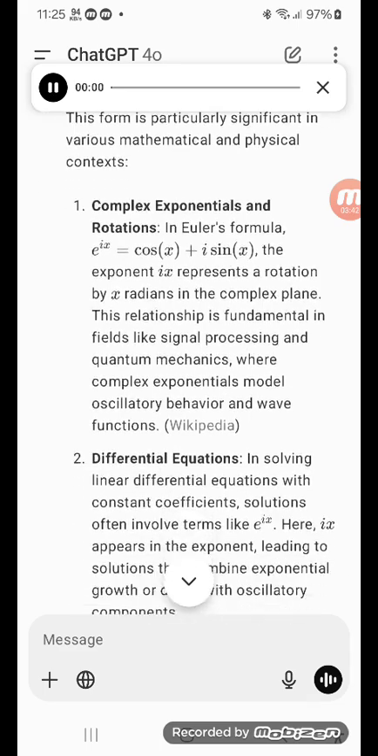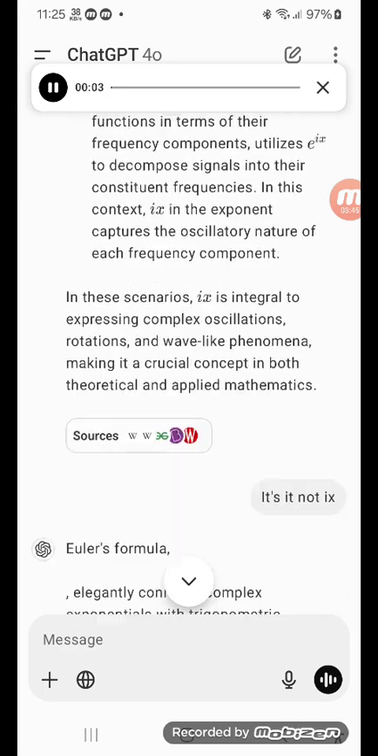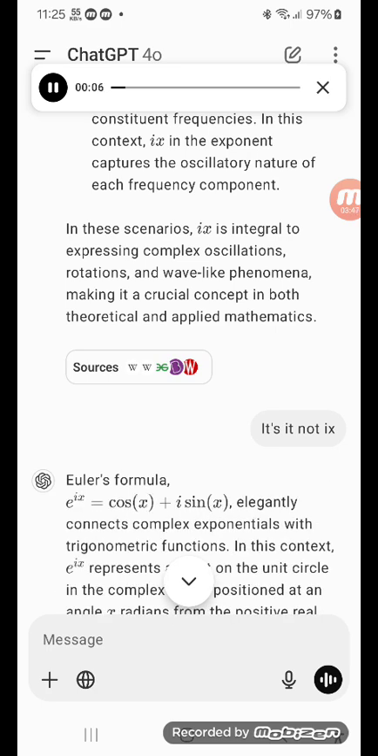The expression ix combines the imaginary unit i with a real number x, resulting in a purely imaginary number. This form is particularly significant in various mathematical and physical contexts involving complex exponentials and rotations. In Euler's formula, e^(ix) = cos x + i sin x, the exponent ix represents a rotation by x radians in the complex plane. This relationship is fundamental in fields like signal processing and quantum mechanics, where complex exponentials model oscillatory behavior and wave functions.